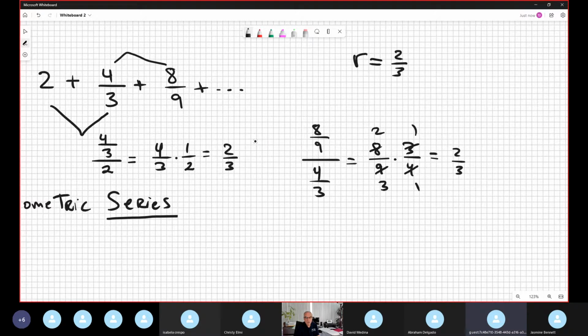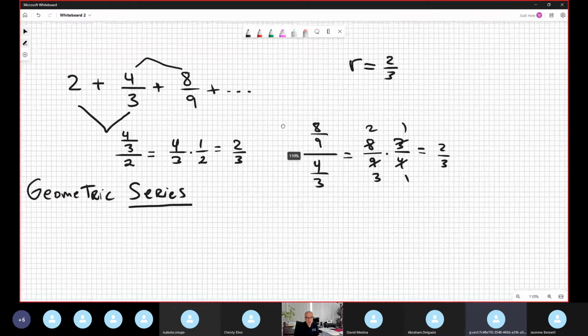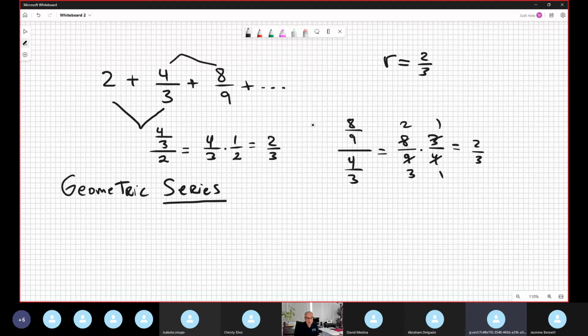And so I know very well that a series converges when the absolute value of the common ratio, because maybe it's positive or negative, is less than one. The common ratio is two-thirds, which is less than one, it's obvious. So now, automatically, I know that our series converges.